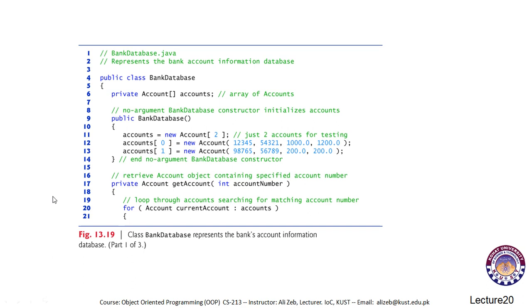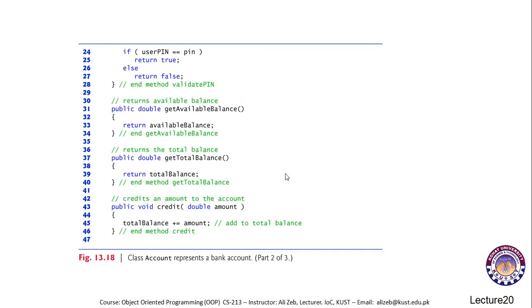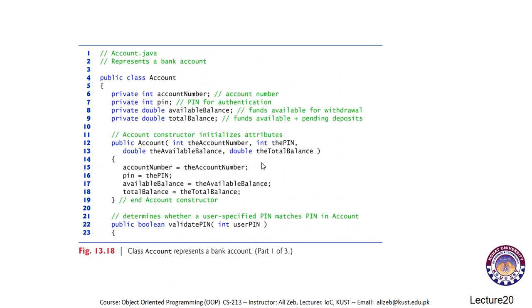So currently our bank database has 2 accounts with these details: the account number, the PIN code, the balance in those accounts, etc. These are the details required by the account class, the constructor of the account class. So we have the account number, the PIN code, the available balance and the total balance of the user.